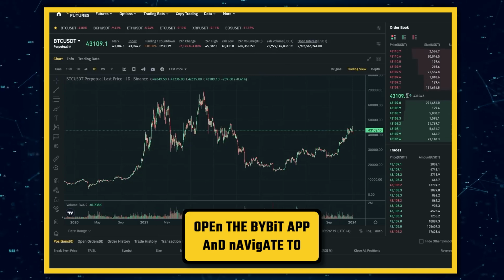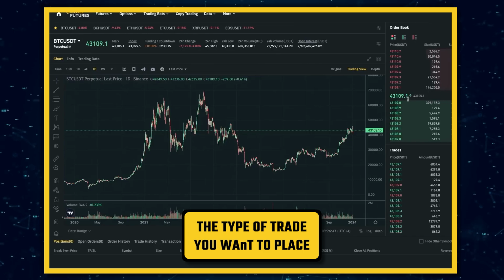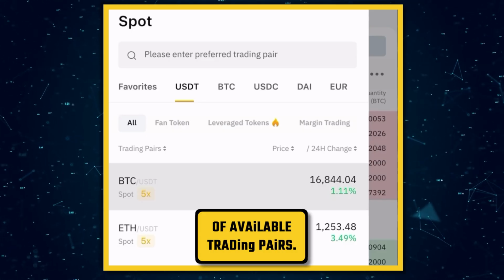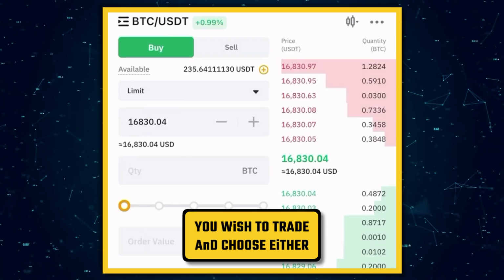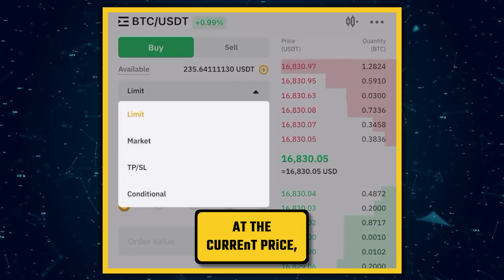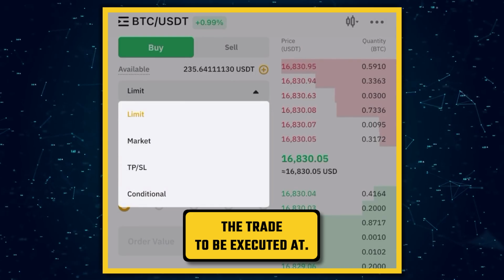To start trading, open the Bybit app and navigate to either the Spot or Derivatives tab, depending on the type of trade you want to place. In the Spot section, you'll see a list of available trading pairs. Select the pair you wish to trade and choose either a market order, which executes immediately at the current price, or a limit order, where you specify the price you want the trade to be executed at.